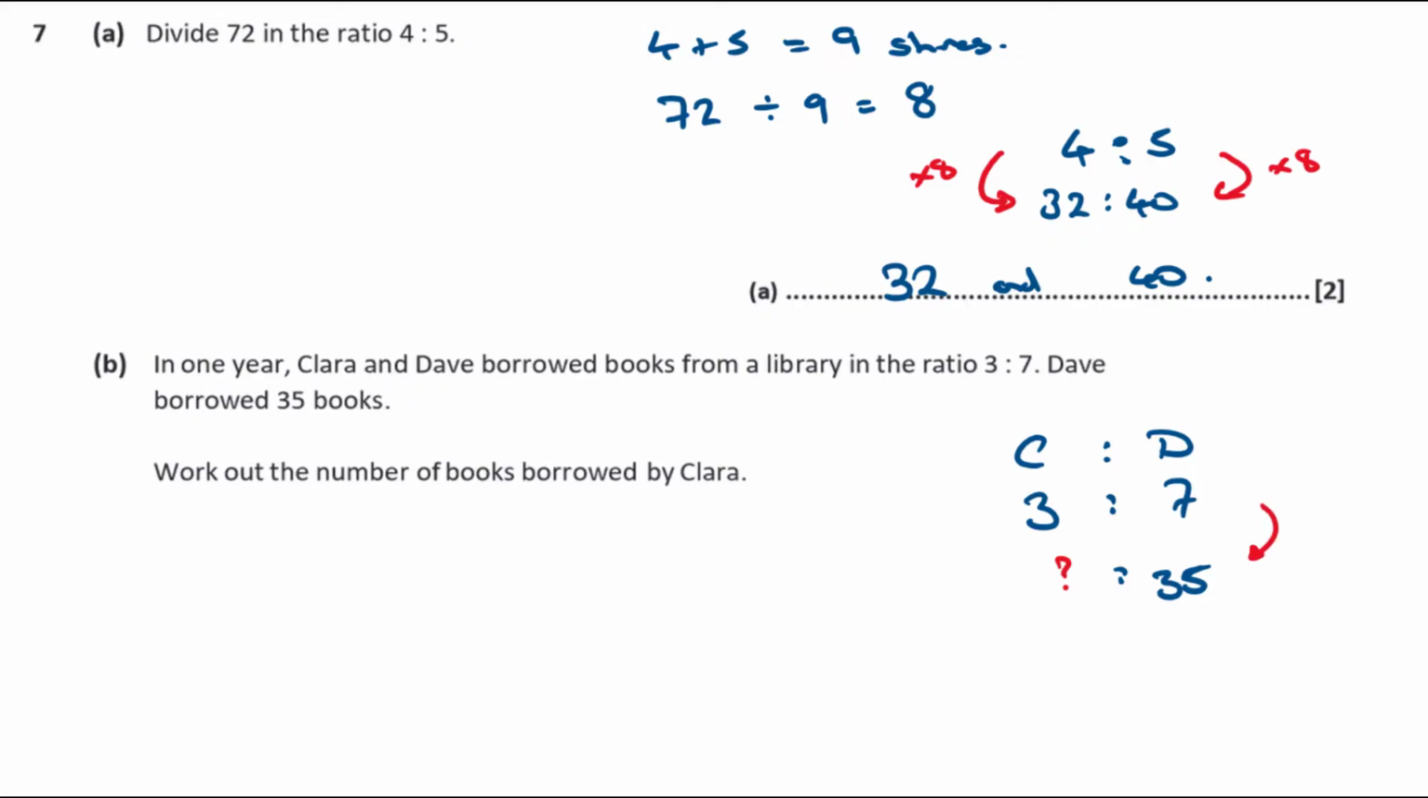Now the way we can do that is we can say, well, if I've got 3:7, what do I have to multiply the 7 by to get 35? I'd have to times that by a factor of 5. Okay, so if I take 7 and times it by 5, I'm going to get 35. And I have to do that on the other side as well. So if I do the same thing on this side, times it by 5, then 3 times 5 is going to give me 15. And that is the answer that we're looking for. So Clara borrowed 15 books.